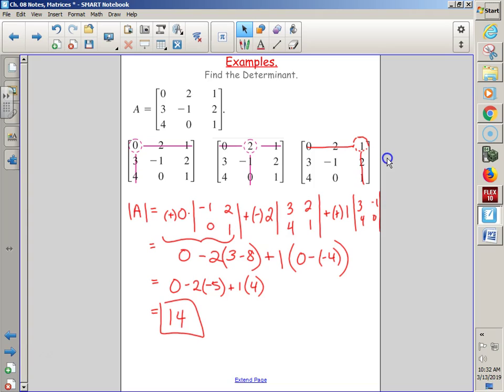Oh no, this method actually works. This method actually does work for any size matrix. I'm showing you the best one, the most general one. There is a trick for 3 by 3s.